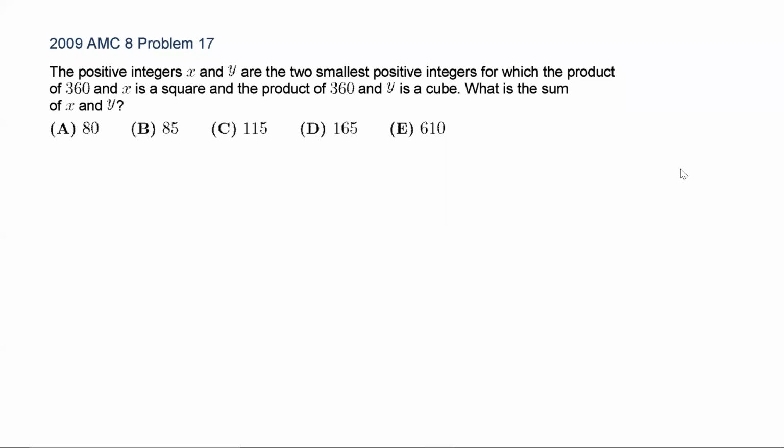Okay, so we have a few answers. So in order to do this problem, let us see first. The positive integers x and y are the two smallest positive integers for which the product of 360 and x is a square, and the product of 360 and y is a cube. What is the sum of x and y? So here, first we have to prime factorize 360.